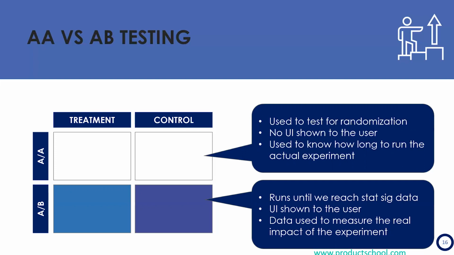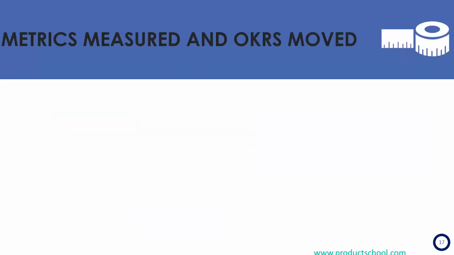Not every experiment or not every feature needs AA. It depends on how much of a statistically significant number you have, how new your system is, whether you truly know that the randomization works, etc. If you're set, then you can jump to AB and start your experiment right away.